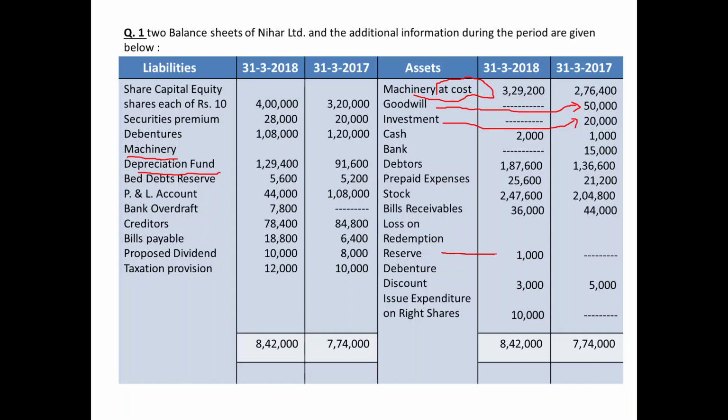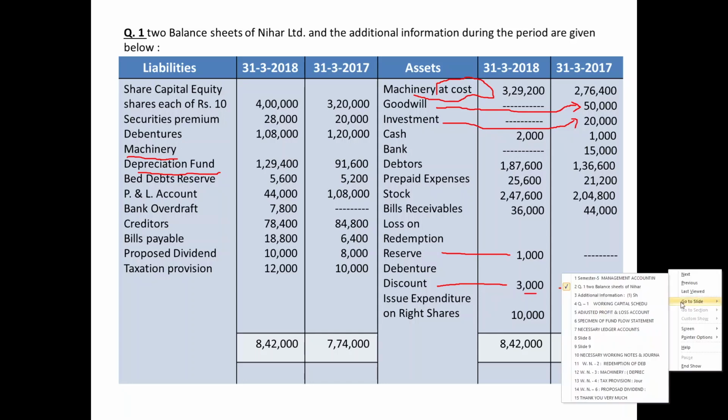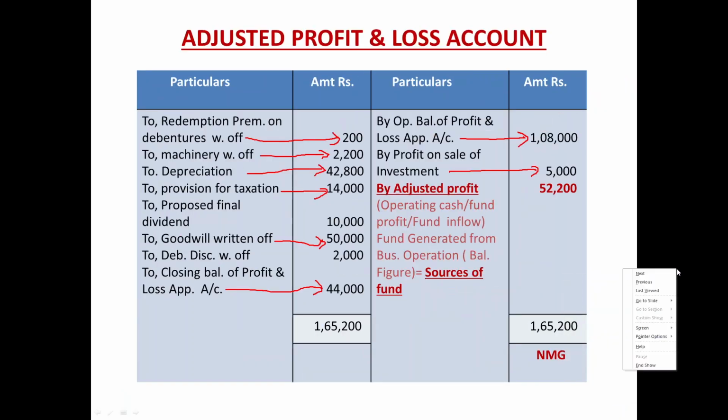Loss on redemption reserve over, it was related with debenture redemption. We already did it. Now debenture discount. See, opening balance 5,000 and the closing balance is 3,000. It means during the current year, the company has written off rupees 2,000 worth of debenture discount to the profit and loss account. But by nature, it's a non-cash item. So add it back in the current year's profit once again because the nature was non-cash. So see the debenture discount written off of rupees 2,000.